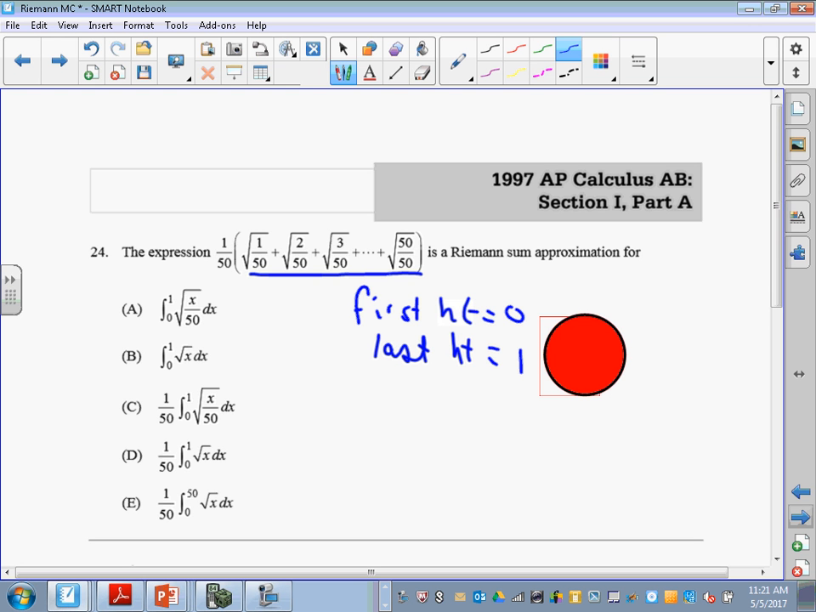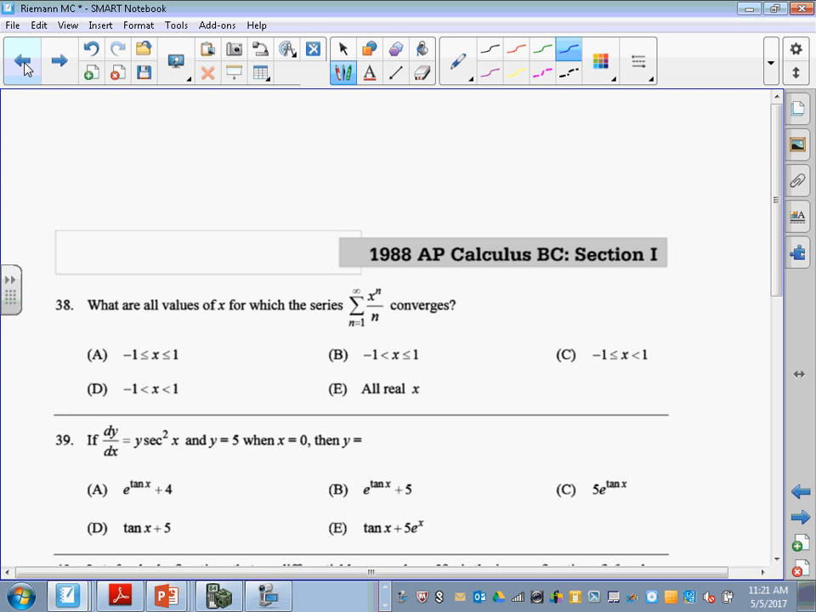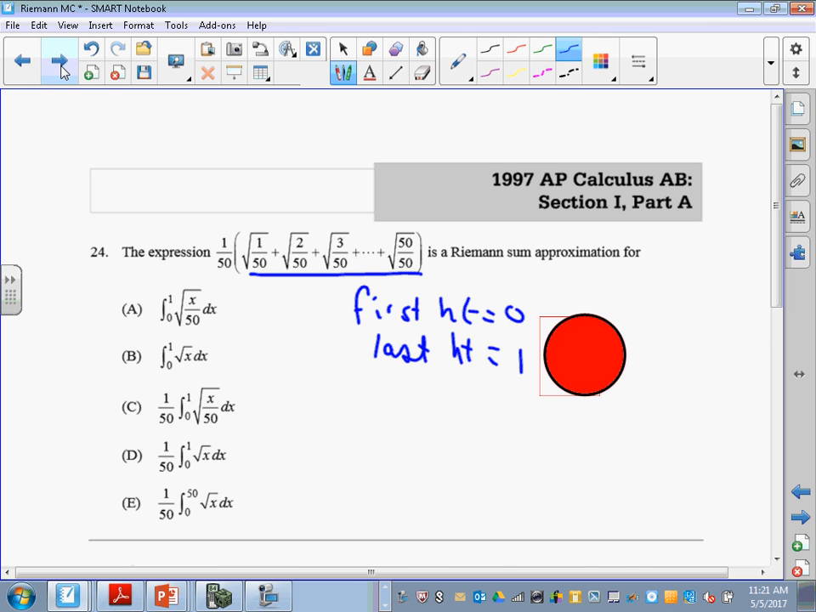And this is from 1997. The other's from 1988. So they took the exact same problem and changed that n being infinity to just 50. So it's the same answer. Okay? And that's it.